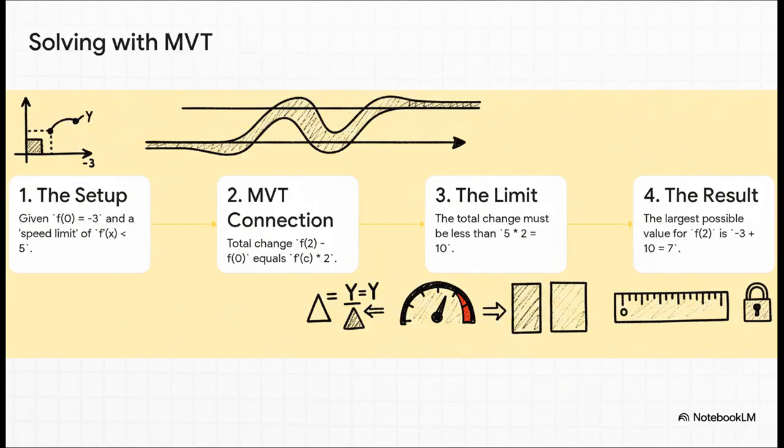It tells us that the total change in the function is just its rate of change at some point c multiplied by the time elapsed, which is 2. Now we know the rate of change f'(c) has a speed limit, right? It can't be more than 5. So the biggest possible change is that maximum rate, 5, times the time, 2. So the total change cannot be more than 10. If we started at -3, and the most we can possibly add is 10, then the largest value f(2) can be is -3 + 10, which is 7. And the coolest part? We just put a hard limit on our function without ever knowing what the function actually was.